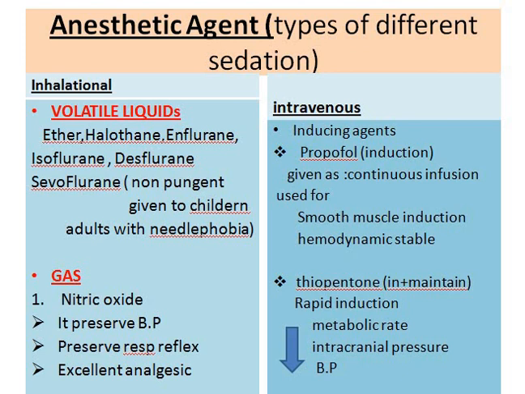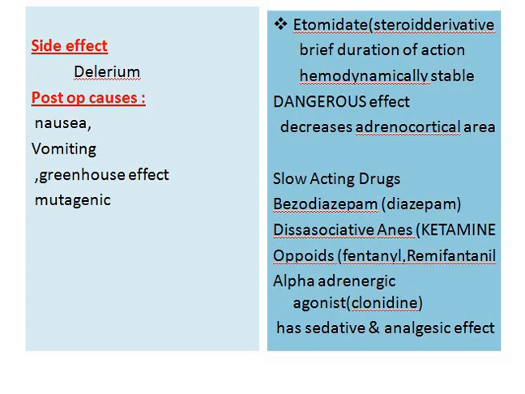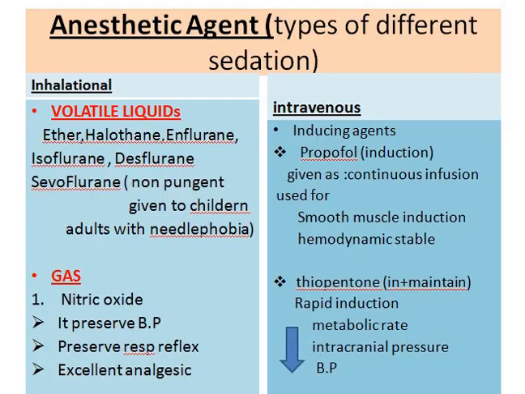Volatile liquids include ether, halothane, enflurane, isoflurane, desflurane, and our most favorite one, sevoflurane. It is given to children and adults who have needle phobia. Gases include only nitrous oxide. It helps to preserve the blood pressure as well as the respiratory reflex, and is an excellent analgesic. But the side effect of this drug is that it causes delirium, and post-op side effects also include nausea, vomiting, and the greenhouse effect, as it is dangerous for the environment, and it is mutagenic.